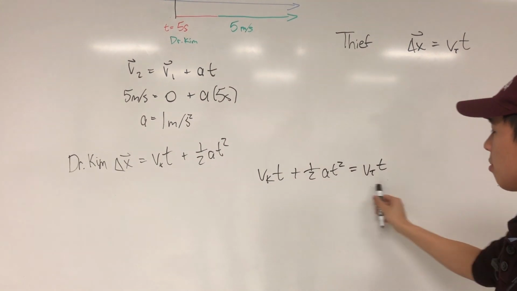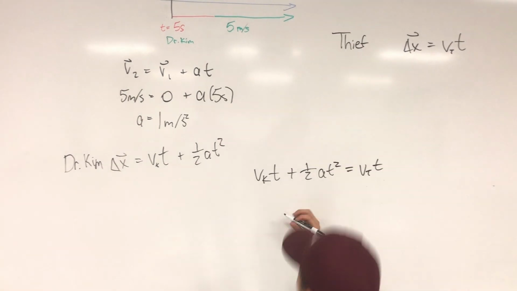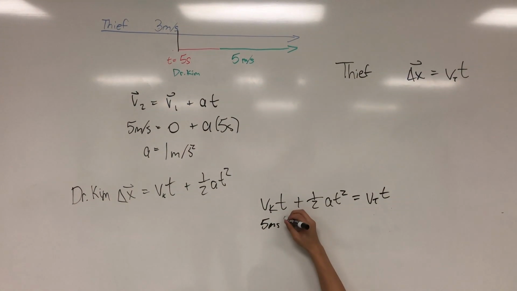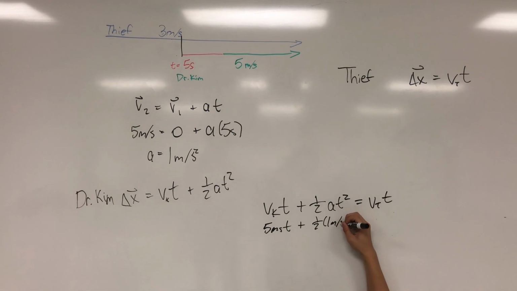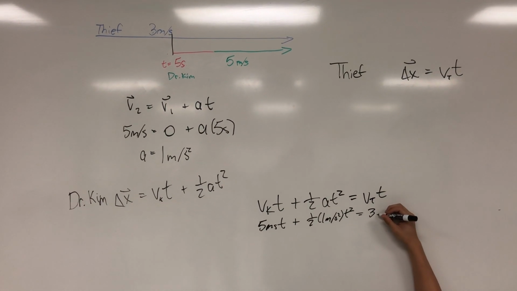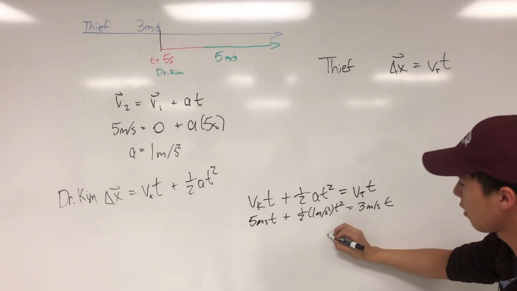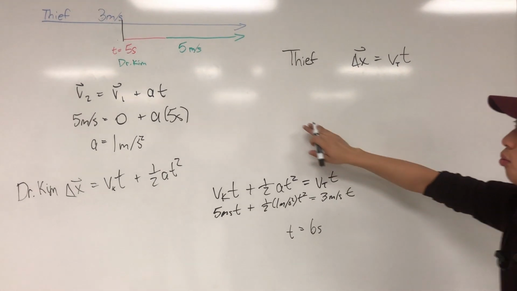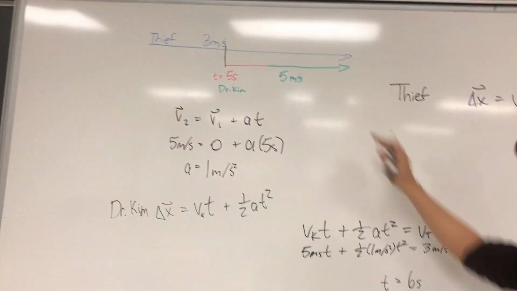So we know every single variable except for t, so we can solve for time once we plug in all the variables. So vk is 5 meters per second times time plus 1/2 times 1 meters per second squared times time squared equals 3 meters per second times time. Using the quadratic formula, we will find that t will equal about 6 seconds. So it would take Dr. Kim 6 seconds to catch up to the thief.